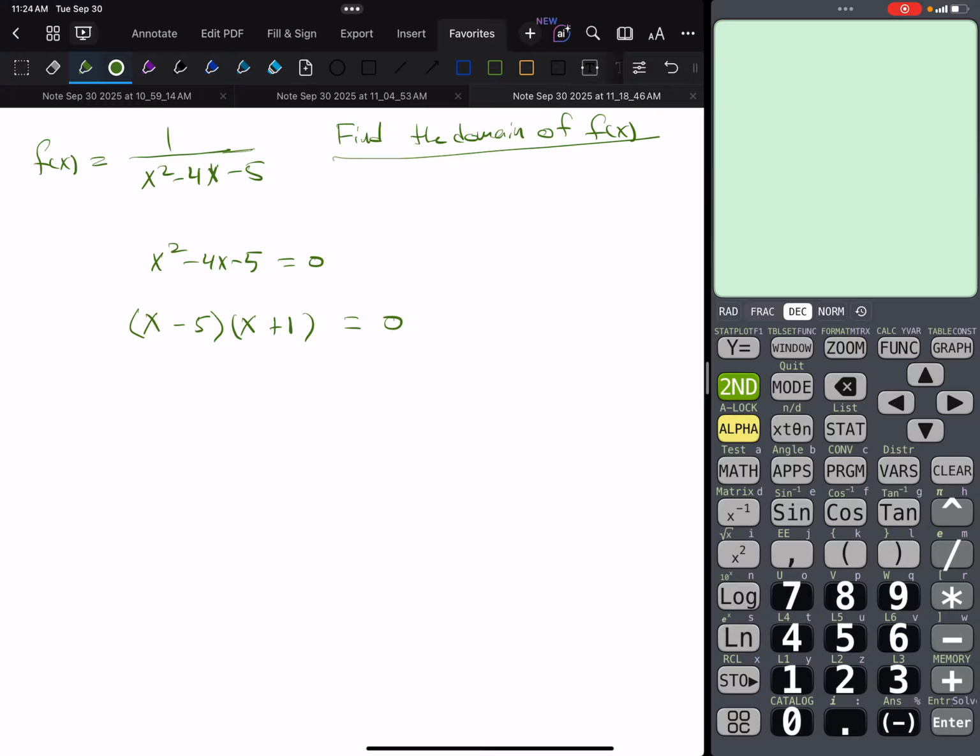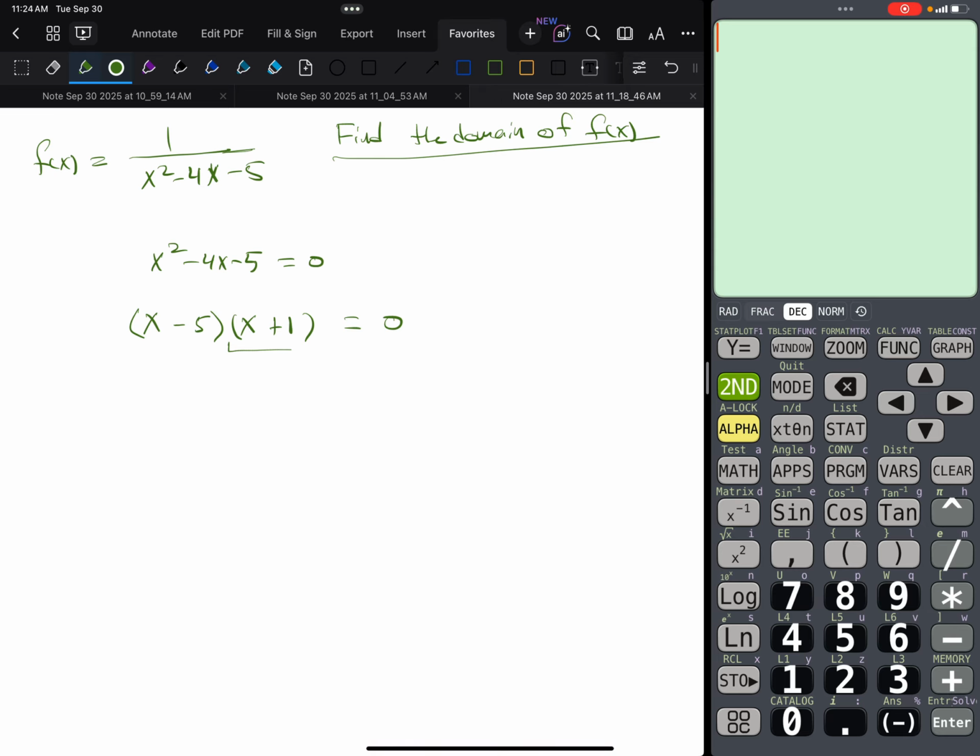If you're unsure about that, multiply this thing back out, and you will get that polynomial. And it's always a nice way to check your factoring. All right, well, by the principle of zero products, I can break this into two equations, right?